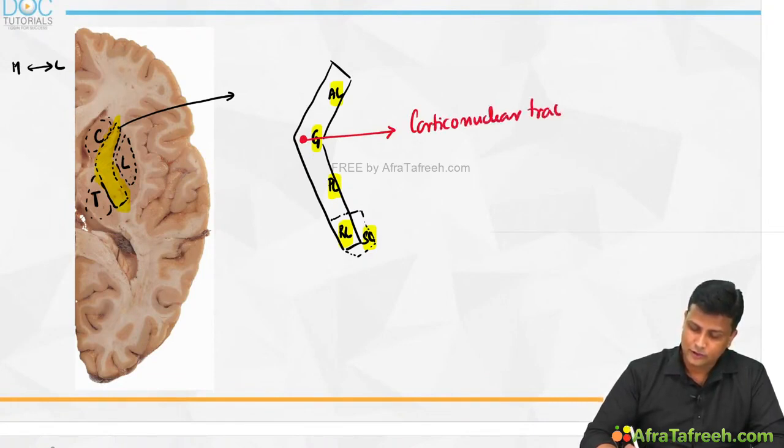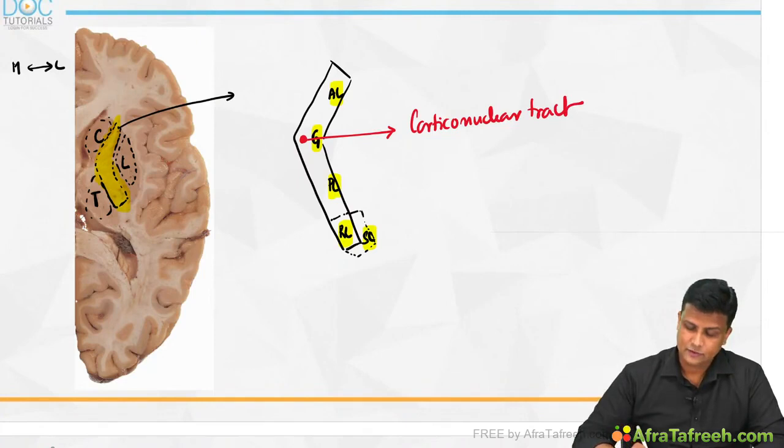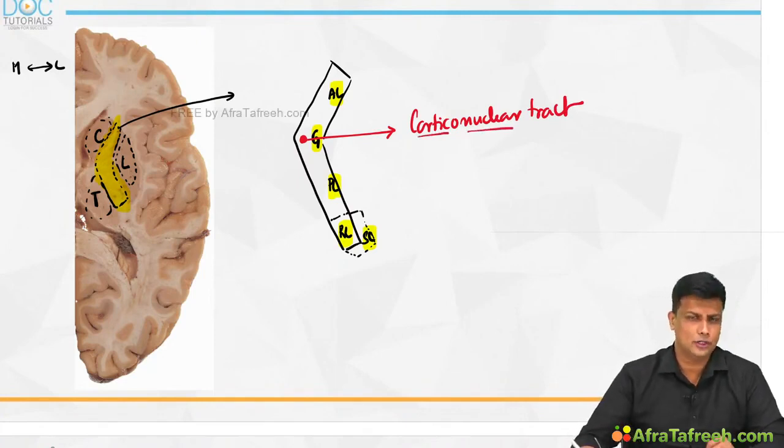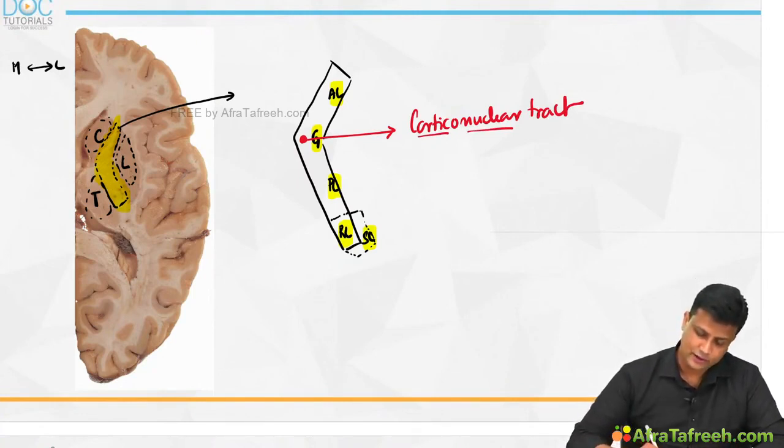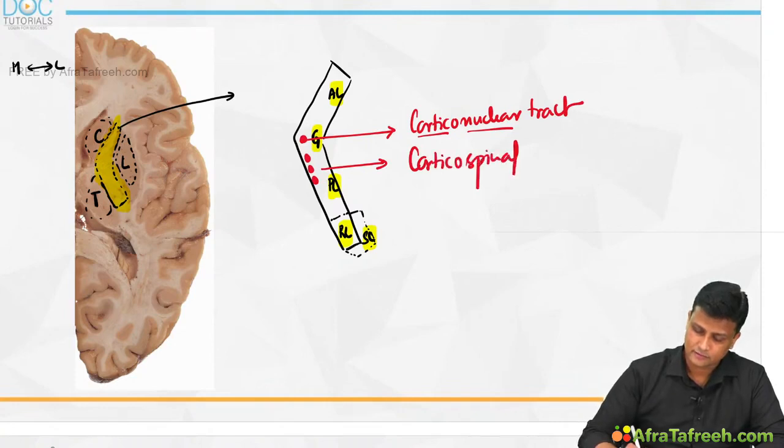So the corticonuclear tract is the one which is going to pass through the genu part of the internal capsule. The name itself is telling: it is from the cortex to the nuclei. Which nuclei? The cranial nerve nuclei. Perfect. Similarly, in the posterior limb, what do you have here? You'll be having the corticospinal tract. So what is this tract, sir? This one here will be the corticospinal tract.